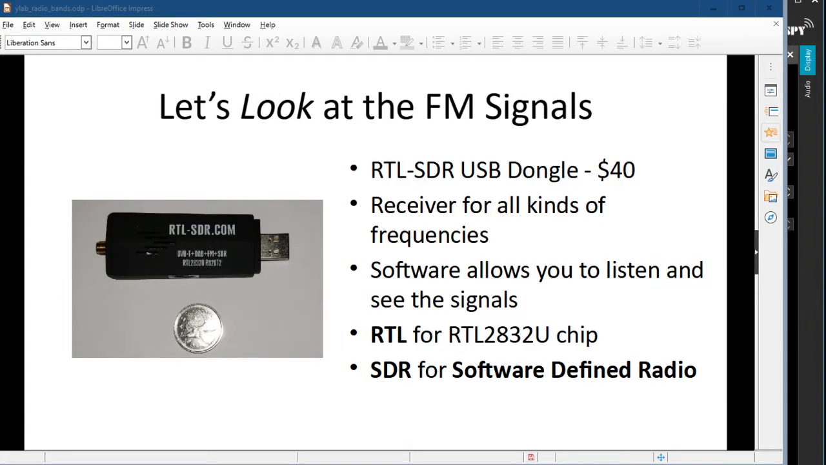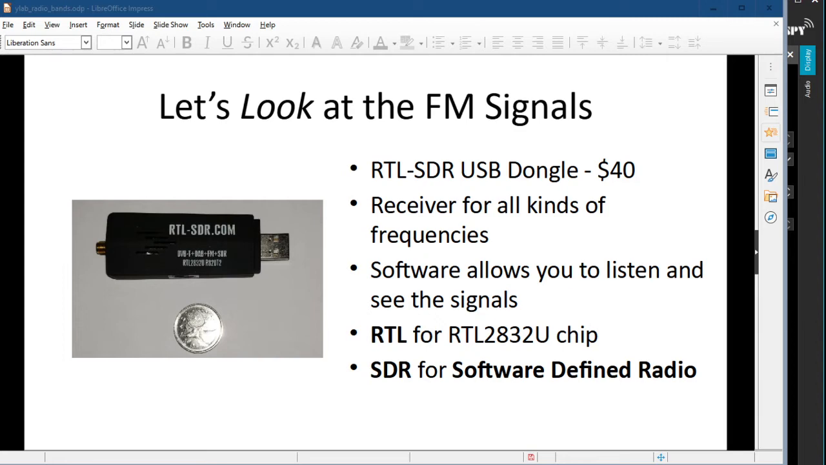We're going to use a tiny little device that sells for about $40. It allows us to listen to and to see the radio waves on commercial FM radio and on many other bands like the amateur radio bands. It's called an RTL-SDR. The RTL part is because it's based on an RTL-2832U chip.